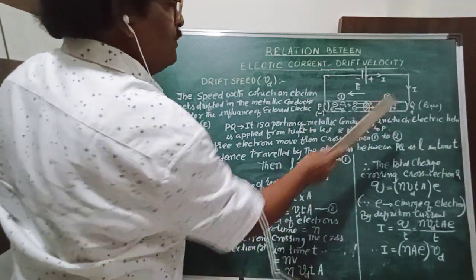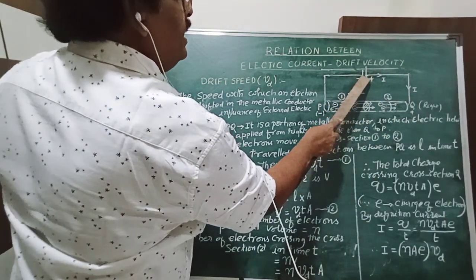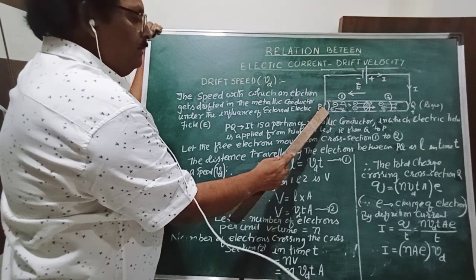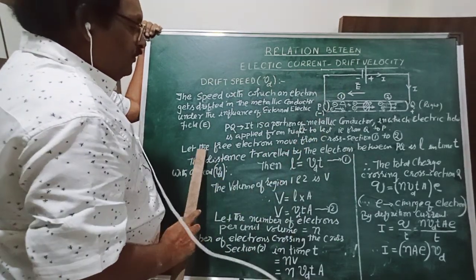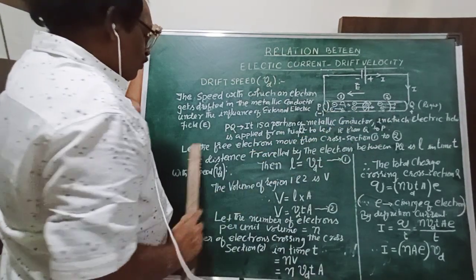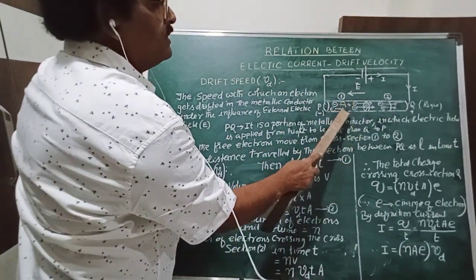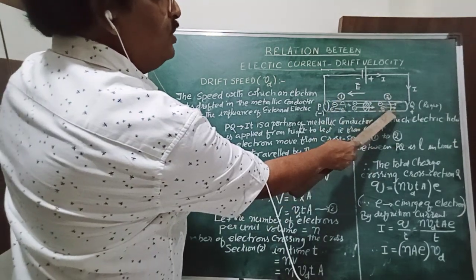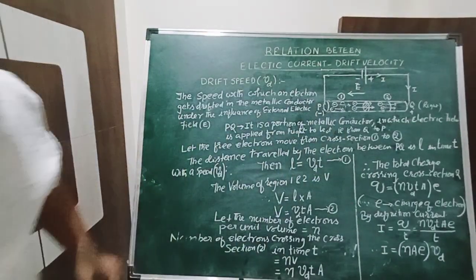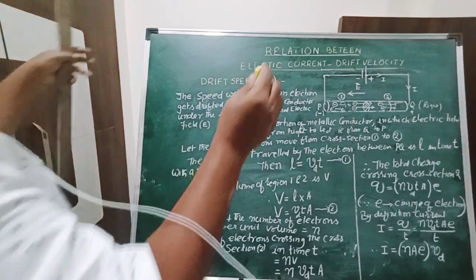Electric field is applied from right to left by connecting the positive electrode to the right side and the negative electrode to the left side. Very good. Let the free electrons move. These free electrons now move from cross section 1 to cross section 2. The electrons started moving from cross section 1.